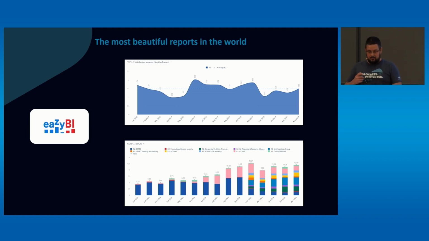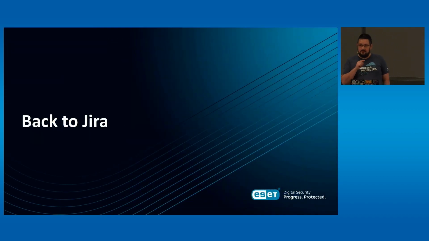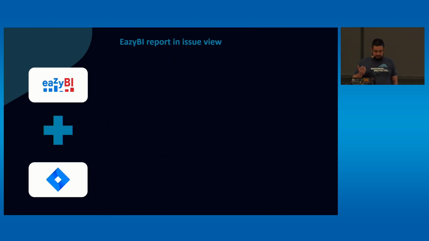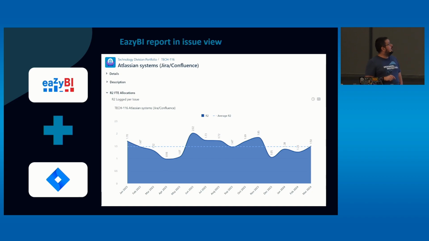But we were thinking how to get these reports and data back to Jira to show our users something more for every particular issue they open. So we take eazyBI, Jira, and we embedded the complete eazyBI report to Jira issue view. So when you open some issue like this one, you can see the live data from eazyBI directly in the issue view.